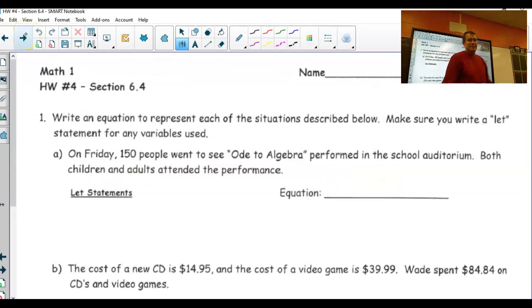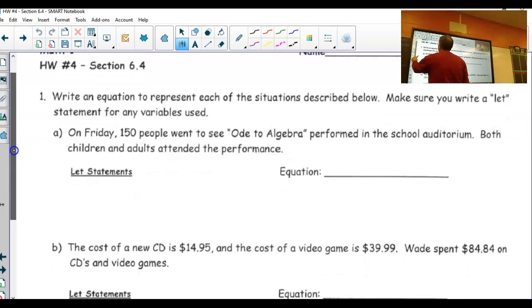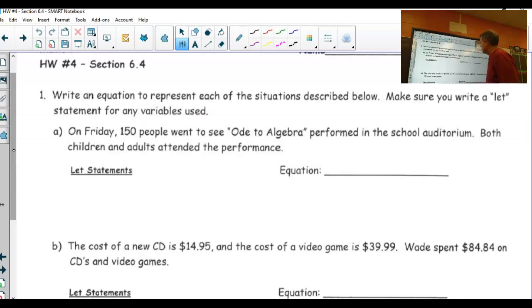All right. Let me go ahead and explain how to do each problem. Number 1 is asking you to write let statements. It says on Friday, 150 people went to see this performance in the school auditorium. Children and adults attended. So I think we can assume that all the children and all the adults made 150 people. So I think my equation would be the number of adults plus the number of children adds up to 150.